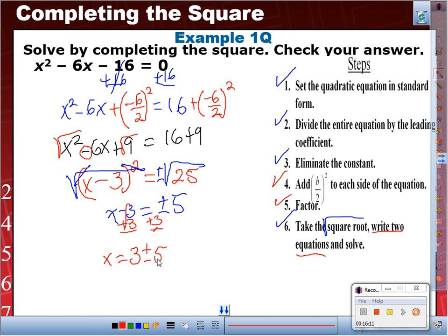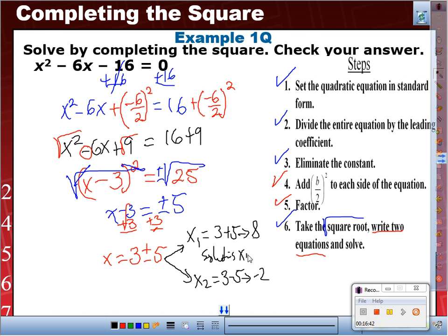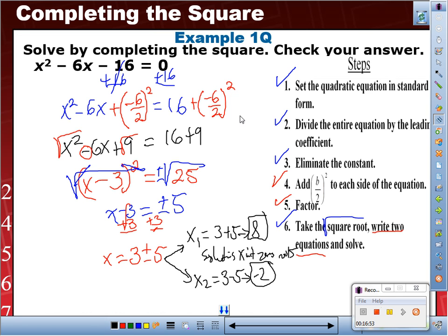Now we can write our two equations, yes? X sub 1, tell me what to write. 3 plus 5, which is 8. X sub 2 is 3 minus 5, which is negative 2. And those are my solutions: x-intercepts, zeros, roots. Did we end up with a number that we can graph? Yay! So let's graph this.